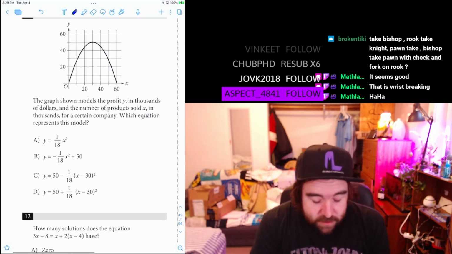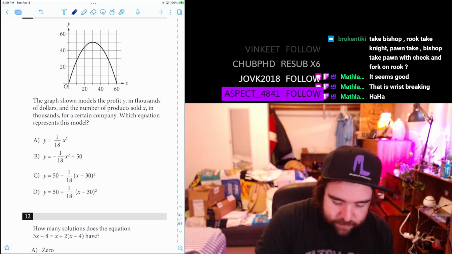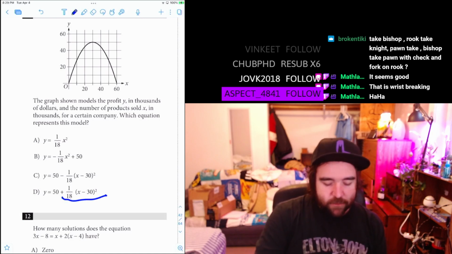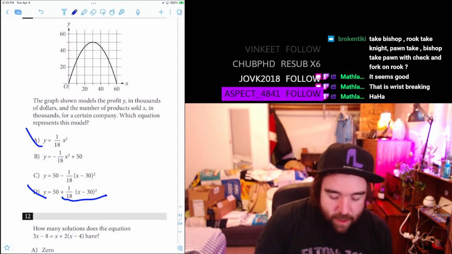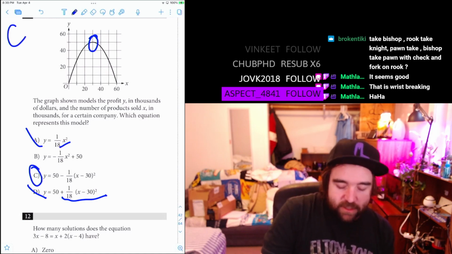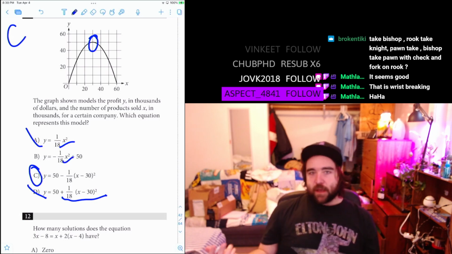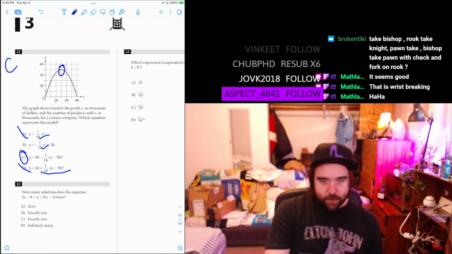Which equation represents this model? So it's negative. We'll start with that, so we know our squared thing has to be negative. So not like that one, and not like that one. And then you look at how it's over 30. So that has to be C, because this one has nothing going on with the x-coordinate. It's not moving it sideways at all. It needs to be moved sideways, so it has to be that one.